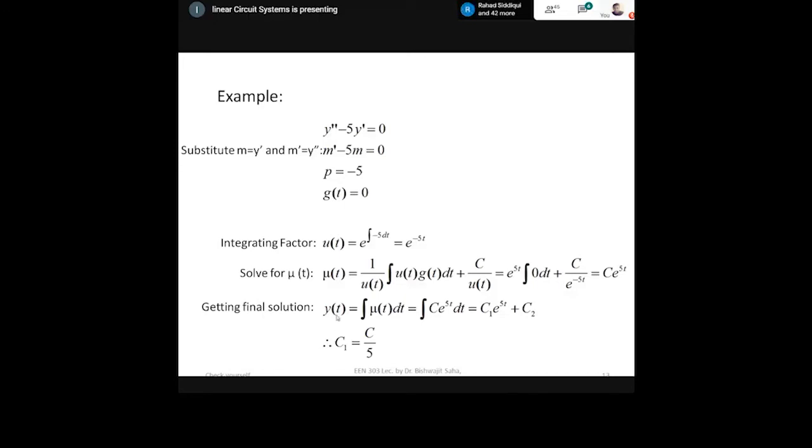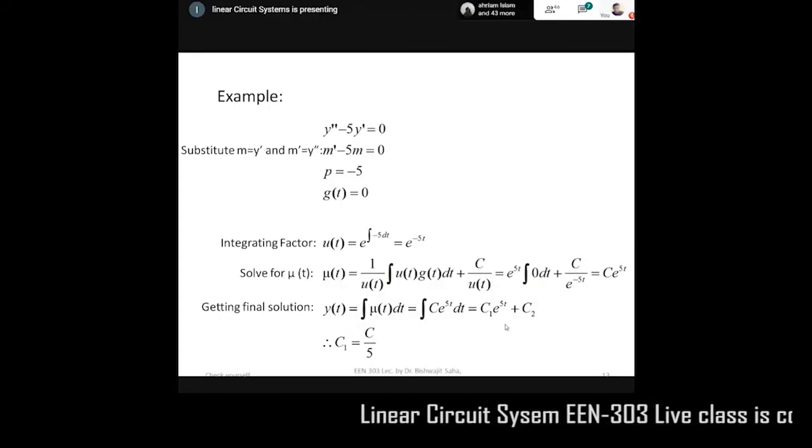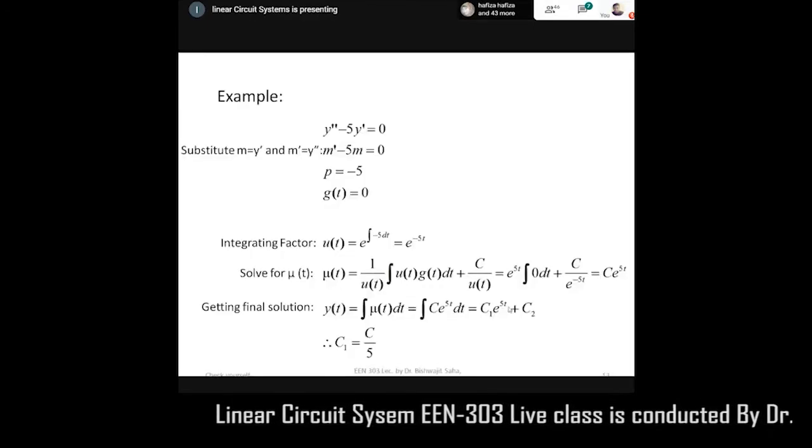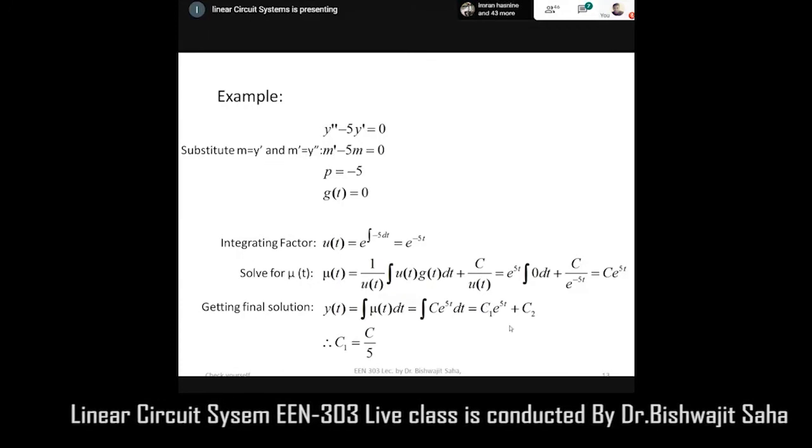Then getting the final solution, y of t equals the integration of mu of t dt, equals the integration of c e to the power 5t dt. C is the arbitrary constant, as I mentioned earlier. That c will still be with the e to the power 5t because it's a constant. Then the integration of e to the power 5t becomes e to the power 5t plus c2. How is this c2 coming? C2 comes in terms of indefinite integration. When we find any indefinite integration, we put some constant. So that constant is c2. Understand? So our final solution is c1 e to the power 5t plus c2. This is the final solution.